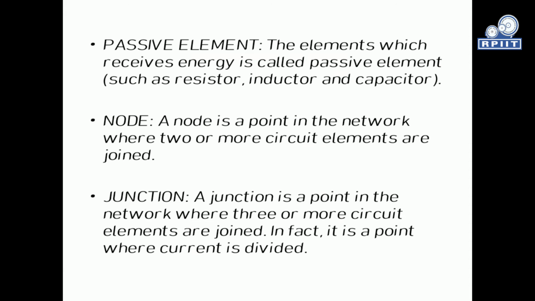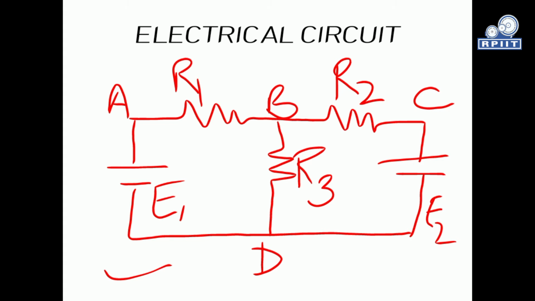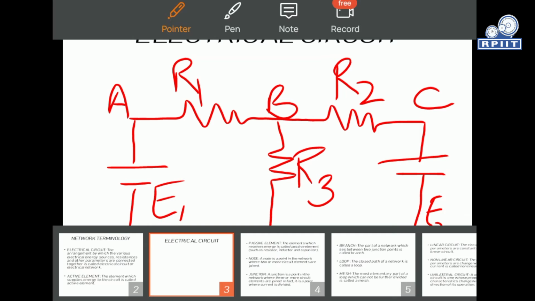Now next, what are passive elements? Passive elements are those elements which receive energy. For example, resistor, inductor and capacitor. In this circuit diagram, R1, R2 and R3, these three resistances, are the passive elements because they receive energy from the active elements. E1 and E2 are the active elements, and R1, R2, R3 are the passive elements which receive energy from the circuit.